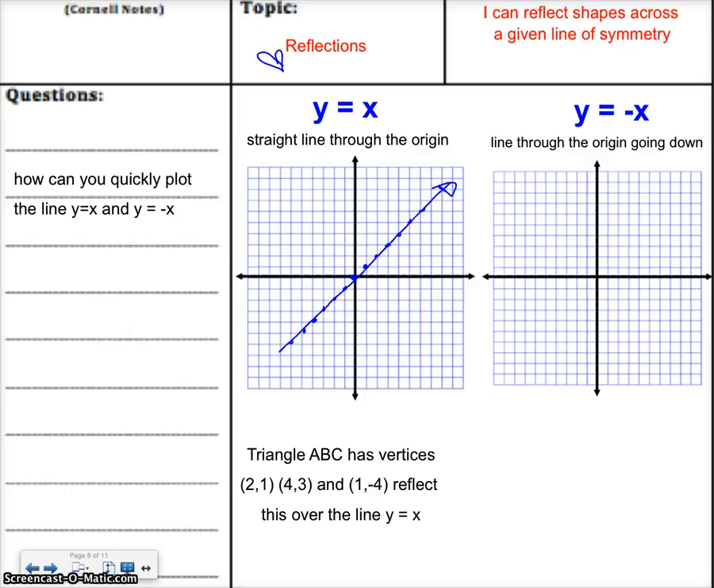And this is the line y equals negative x. Or just kidding, y equals x. So, instead of graphing along axes today, we are graphing along a diagonal line. Or not graphing, we are reflecting along a diagonal line.